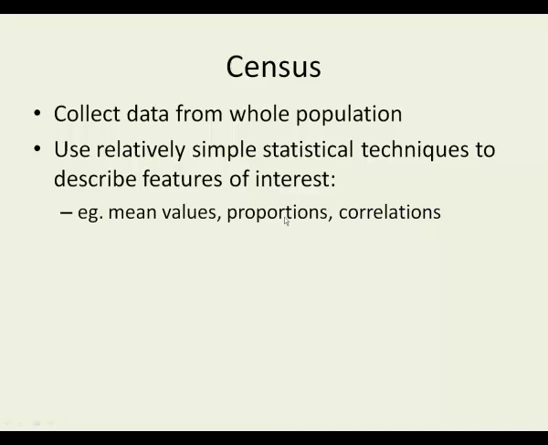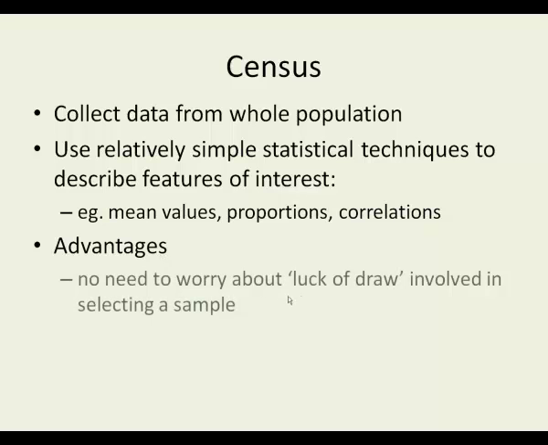Proportions, so you might have proportions of men, proportions of women, proportion of farmers, businessmen. Correlations, is there a correlation? That means a connection between education of women and fertility, or education of farmers and the productivity of farmers and so on. Simple stats will do that for you. And the advantages are, there's no need to worry about any luck of the draw, because you haven't just selected names out of a hat. You've talked to everybody. No random error is going to get into this at all.